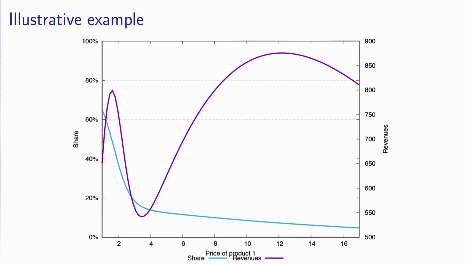Here we have on the x-axis the price of product 1, which ranges from 1 to 17. Then we have two y-axes. The left y-axis represents the market shares from 0 to 100%. So for example, if I sell my product I at the price of 1, I will get a little bit more than 60% market share.